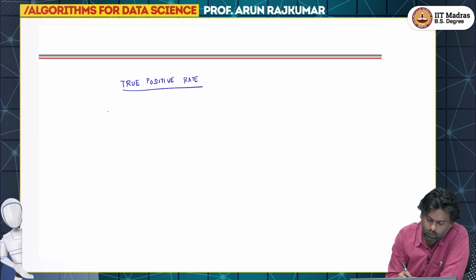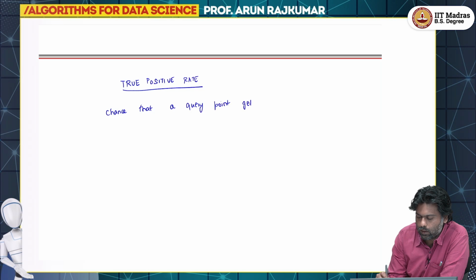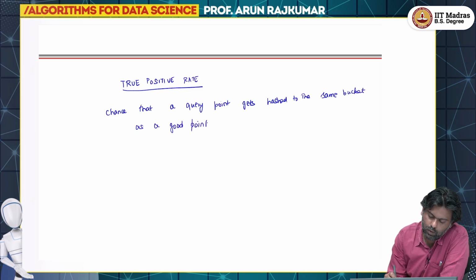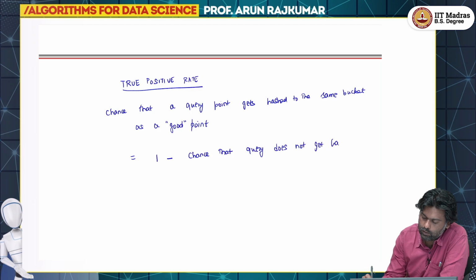So, what is the chance that two good points, or a query point, gets hashed to the same bucket as a good point. Of course, the good is relative to the query point that we have. So, how do I calculate this? So, this chance is 1 minus the chance that the query does not get hashed to a good point.